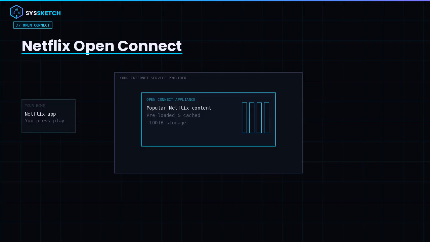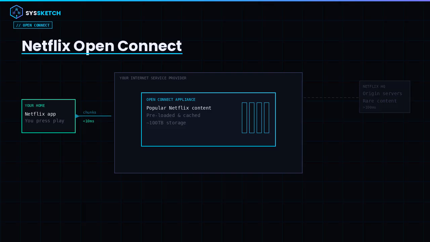That proximity is the reason your stream starts in under a second. That proximity is the reason your stream stays stable. Less popular content that is not locally cached gets pulled from regional Netflix servers, but the principle is always the same. Get the content as close to the viewer as possible.